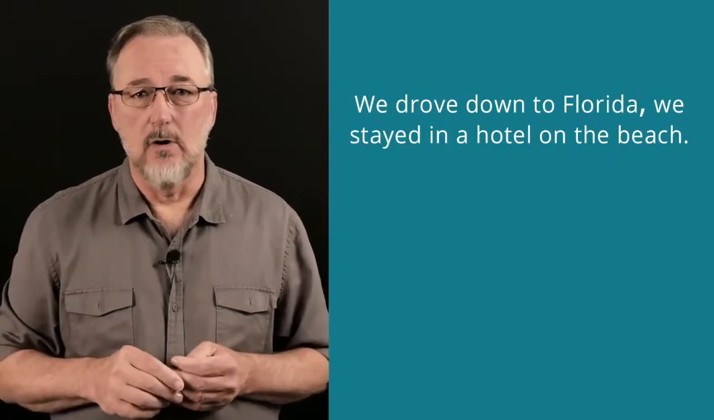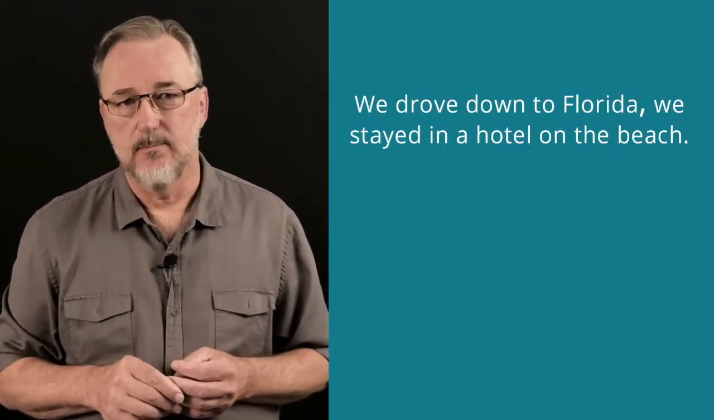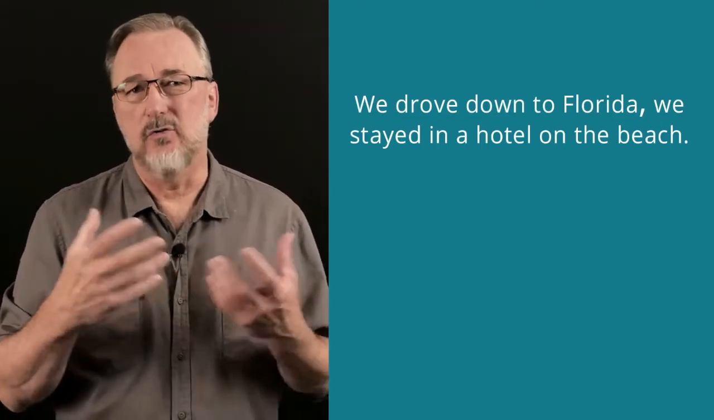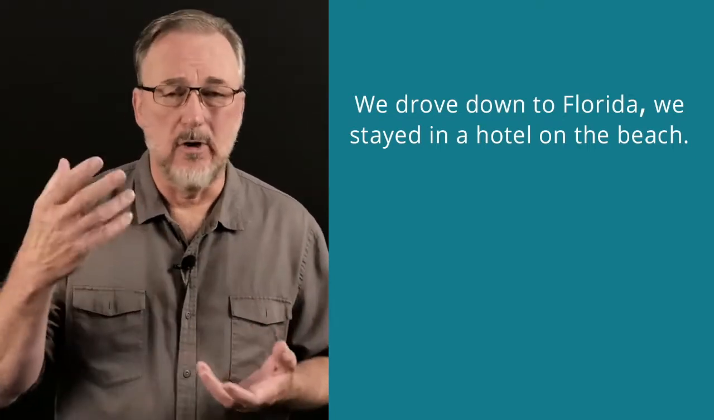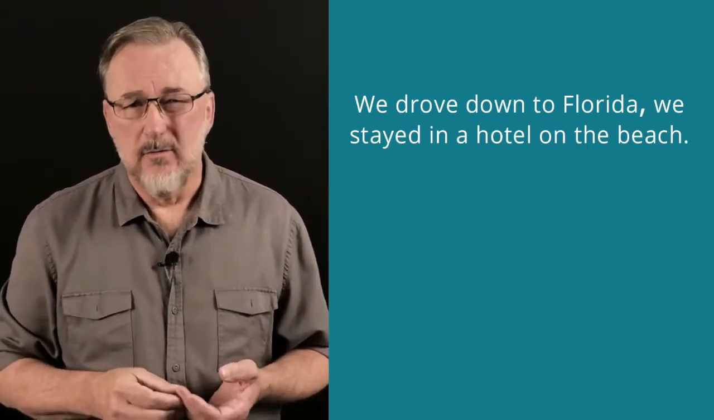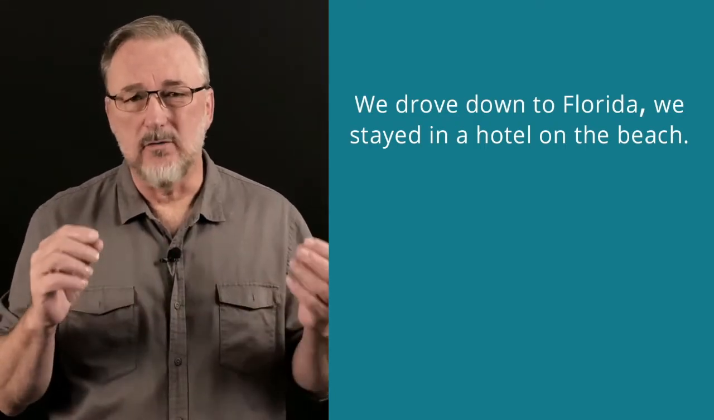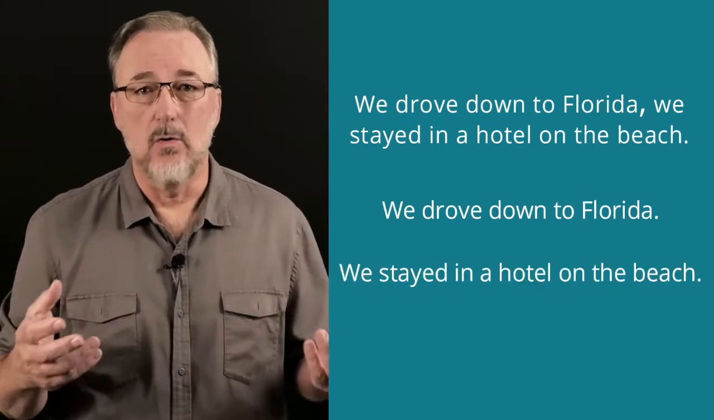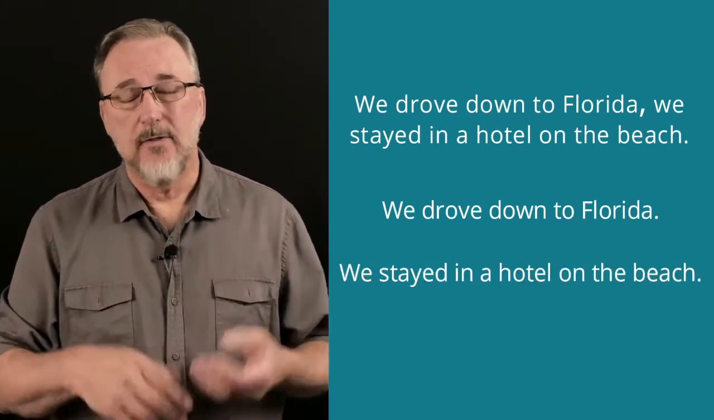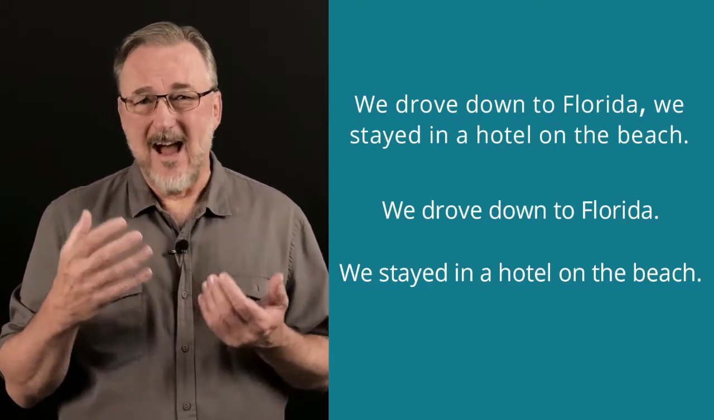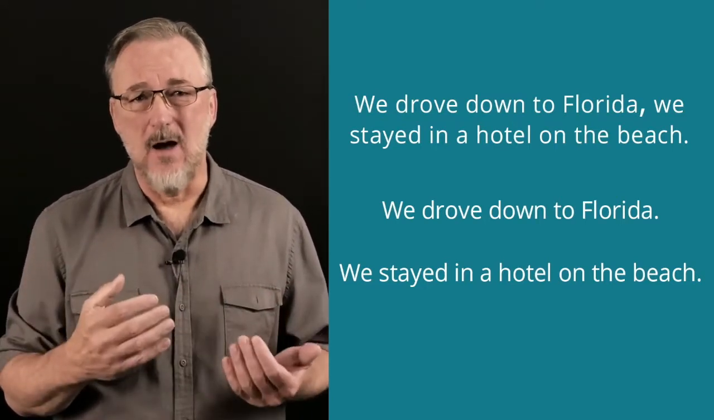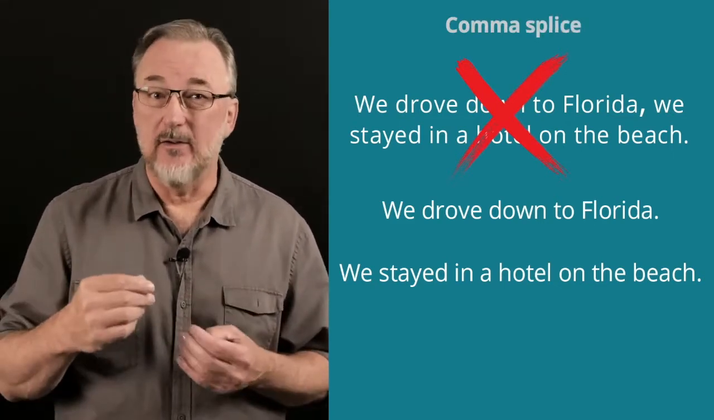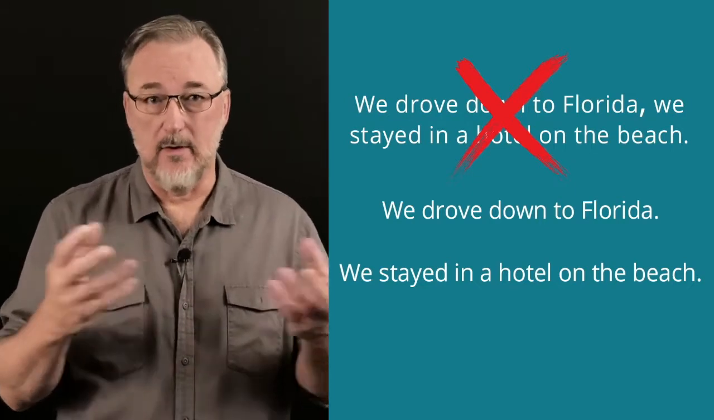We drove down to Florida. We stayed in a hotel on the beach. This is a pretty typical example. The writer knows that these are two separate ideas, so he or she put a comma in there. But if you look at it more closely, each of these parts can be its own sentence. We drove down to Florida. We stayed in a hotel on the beach. If this is the case, then you cannot join them together with just a comma. If you do, that's a comma splice. We call it that because the two sentences are spliced together with a comma.